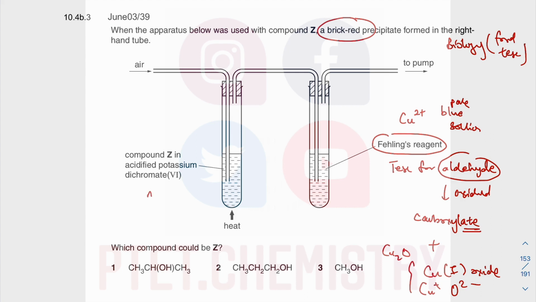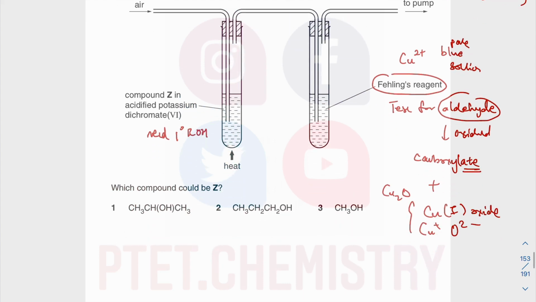So we need primary alcohol, because only primary alcohol can give you the aldehyde, right? Not the secondary alcohol, which will give you ketone, not the tertiary alcohol, which will not be oxidized. So again, we need to identify. If we look at 2, so there's OH 1, 2, and 3. So this is just called propan-1-ol. Yes, that is primary alcohol. The carbon with the OH is bonded to one other carbon.